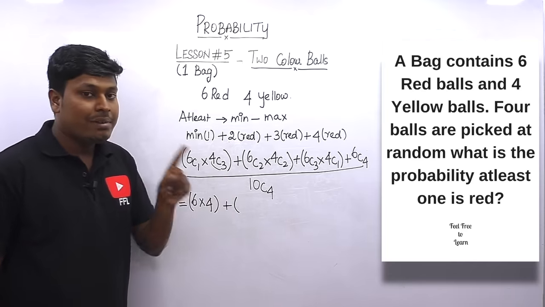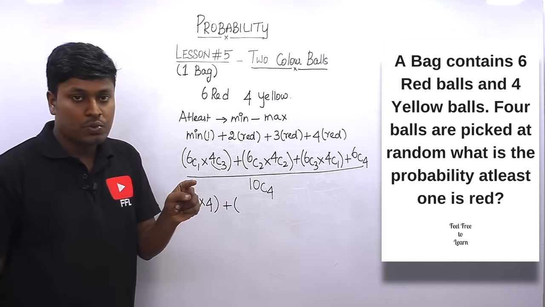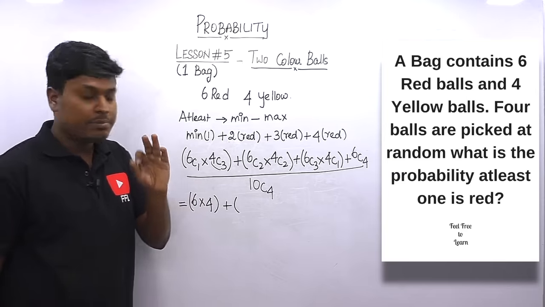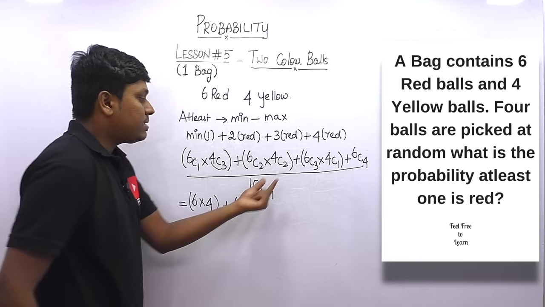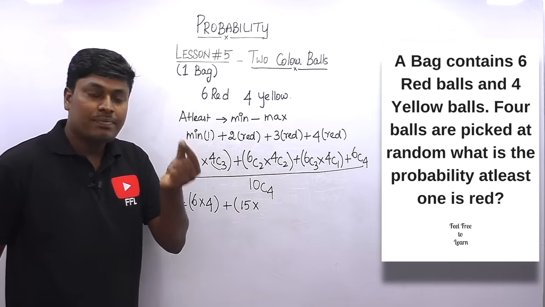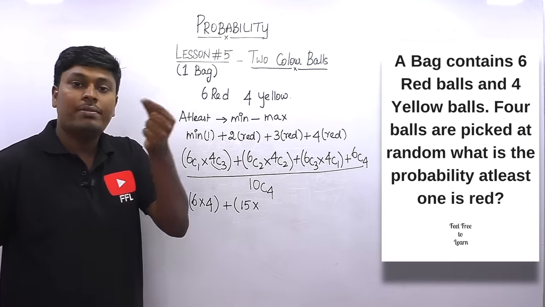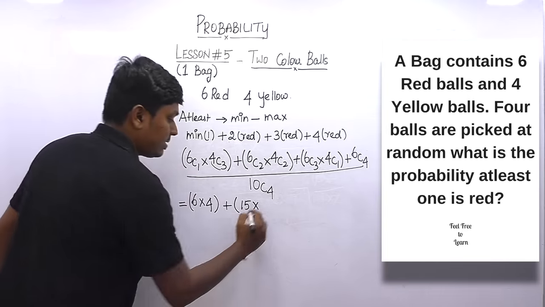6C2 can be written as 6 into 5 divided by 1 into 2. So we can cancel 2 and 6 3 times. So 5 into 3 will be 15. Next is 4C2. So 4C2 can be written as 4 into 3 by 1 into 2. 2 and 4 cancel 2 times. 3 into 2 will be 6.